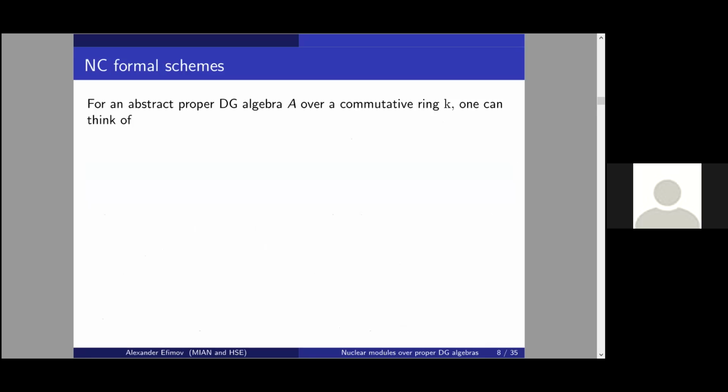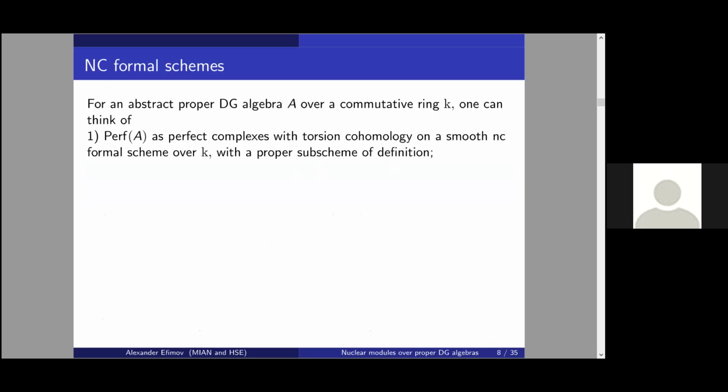Okay, so here's some intuition which turns out to be useful here. For an abstract proper DG algebra A over a commutative ring K, one can think of perfect complexes over A as perfect complexes with torsion homology on some smooth non-commutative formal scheme over K with a proper subscheme of definition. This is just a way of thinking about it. And continuing this, pseudo-perfect modules can be thought of as perfect complexes on this non-commutative formal scheme.